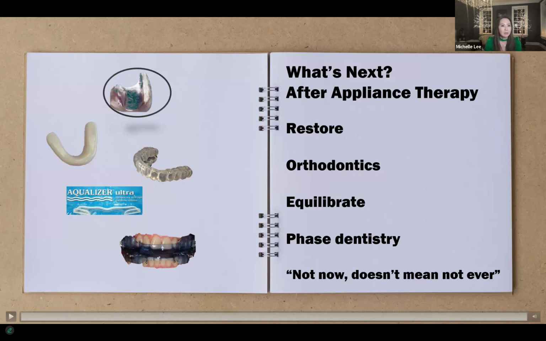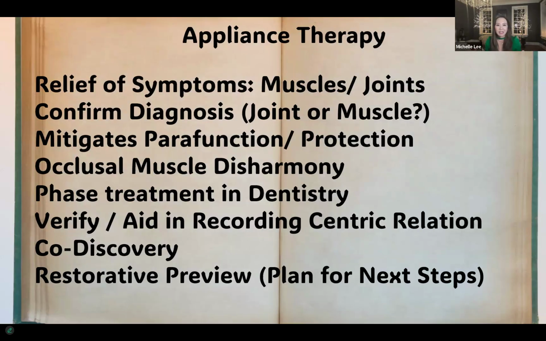So appliance therapy, all of us collaboratively on this webinar tonight can probably come up with more than 20 different reasons why there are benefits to appliance therapy. And just a few key concepts would be the relief of symptoms, muscles and joints.